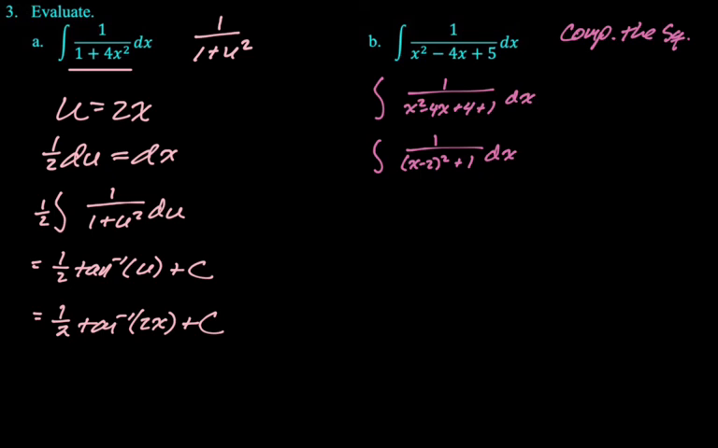Now I can do a u substitution. So I'll let u equal x minus 2. This is the best kind of substitution because du is just dx. Never forget, you have to substitute for dx. Sometimes du is dx, but not always.